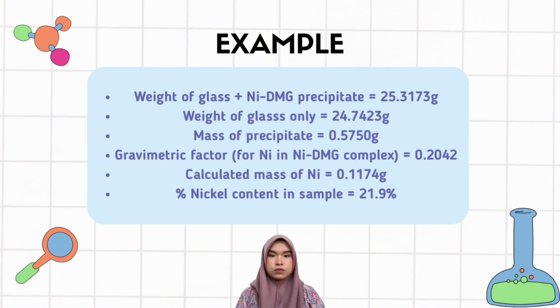The gravimetric factor used for nickel in the complex is 0.2042. So the mass of nickel was 0.5750 grams times 0.2042, which equals 0.1174 grams of nickel. The original sample weighed 0.5357 grams, so the percentage of nickel in the sample was 0.1174 grams divided by 0.5357 grams times 100, which equals 21.9%. This shows that the gravimetric method is effective and accurate in determining the nickel content in the sample.